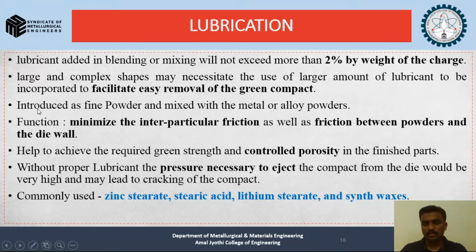And normally how these lubricants have been added, either in the form of fine powders or mixed with the metal or metal alloys. So we have two methods. And what is the function? The main function of this powder lubrication is to minimize the interparticle friction as well as friction between the powder and the die wall. There will be a friction acting between the die wall and the powder, and this will cause hindrance for the removal, and we have to get rid of this particular friction. And this is the main function of the lubricants.